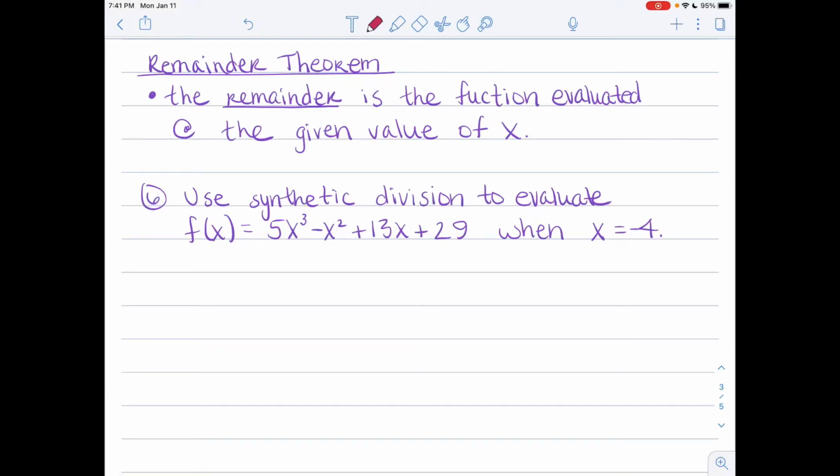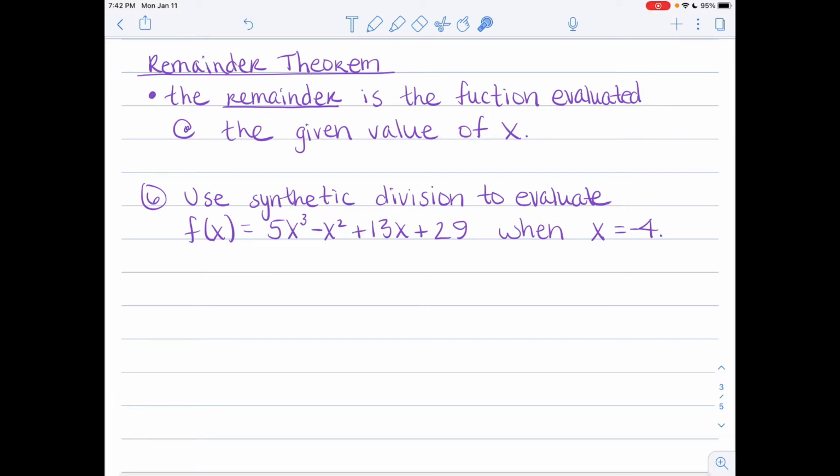We have one last topic for today, and that is the remainder theorem. And so what the remainder theorem says is that the remainder of a function is the number of the function evaluated at a given value of x. So let's see what that means.